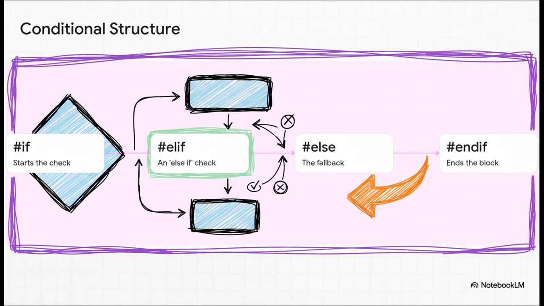And the structure for this is just a simple logic block for the preprocessor. It starts with #if. You can have an optional #elif or #else in there, and it always ends with #endif. The preprocessor just evaluates the condition, and only the code inside the block that turns out to be true gets passed along to the compiler. Everything else is just gone. It's completely discarded as if you never even wrote it.